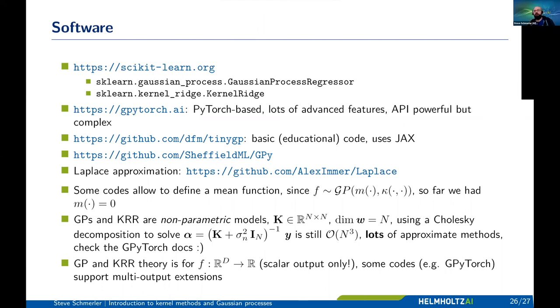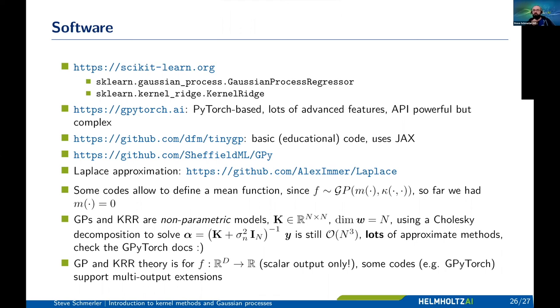Some things that I left out deliberately: there is this notion of a mean function in a Gaussian process. So far, we assumed that the prior mean is zero. But you can also, in some codes, allow this model a mean in your data explicitly. If you don't do it, then you have to scale your data beforehand to zero mean, otherwise you will get problems.